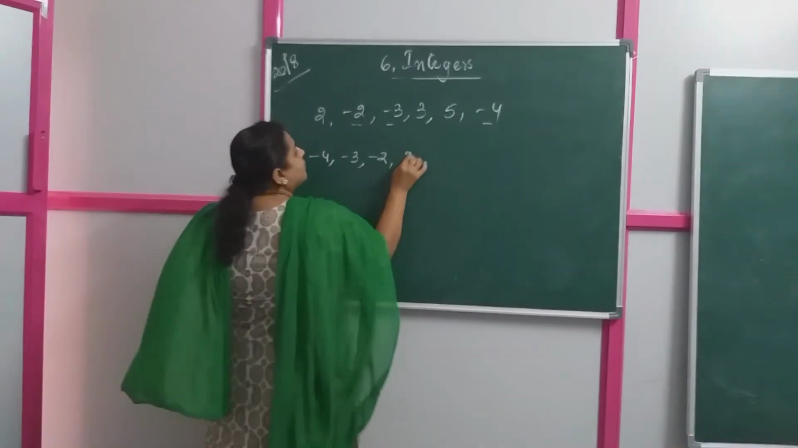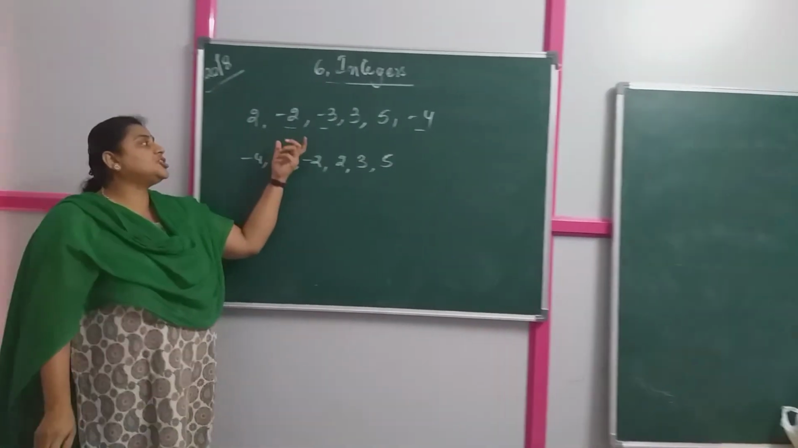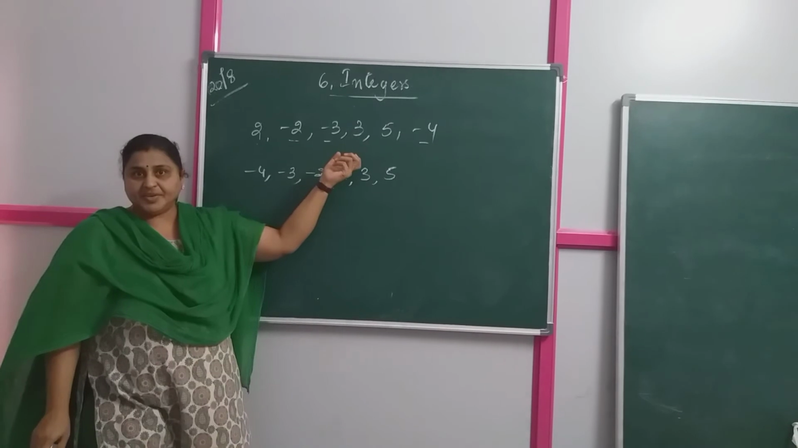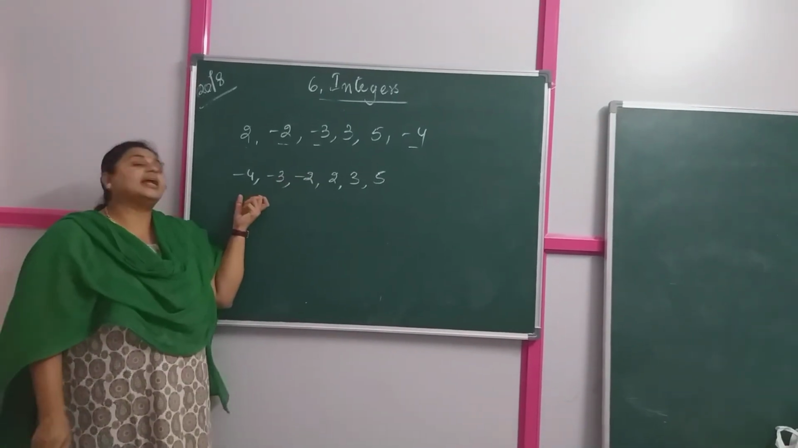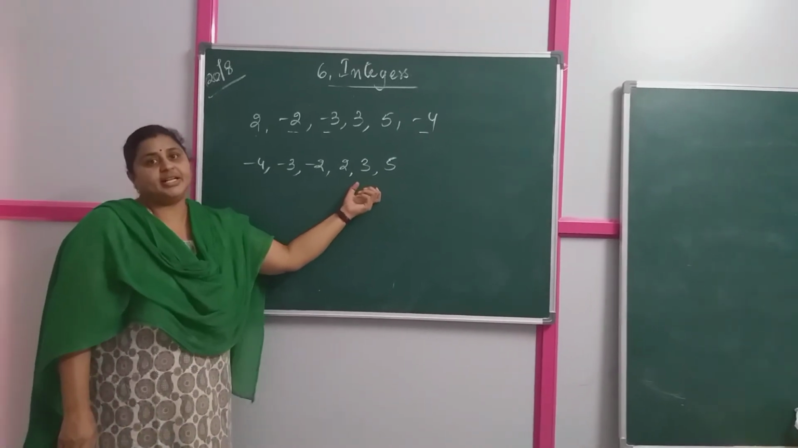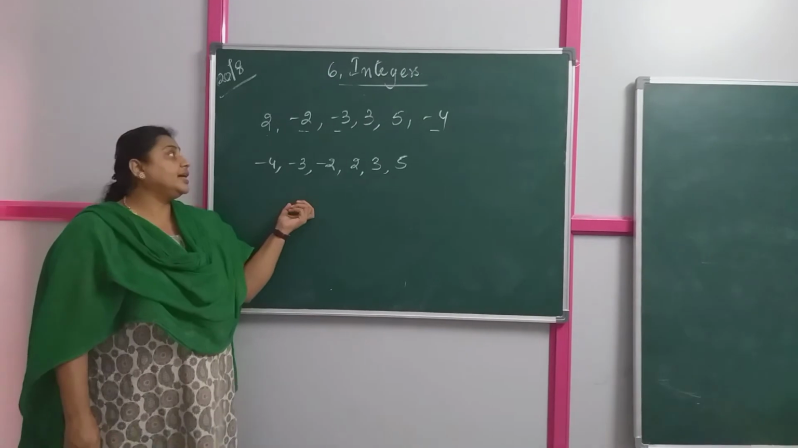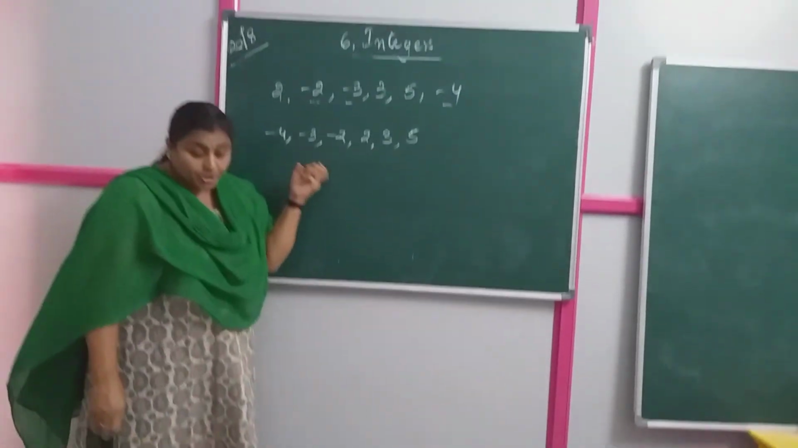Then come the positive integers. So, when you are arranging a combination of negative and positive integers, first you have to arrange the negative integers, then come the positive integers because negative integers are smaller than the positive integers. So this is how you will compare it.